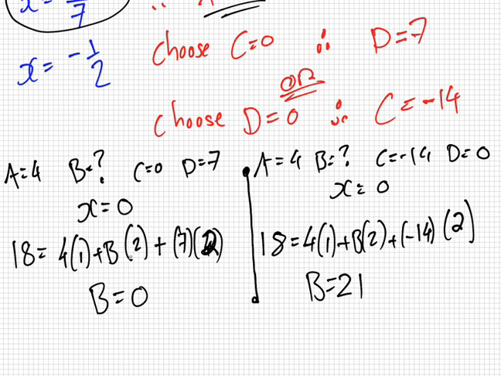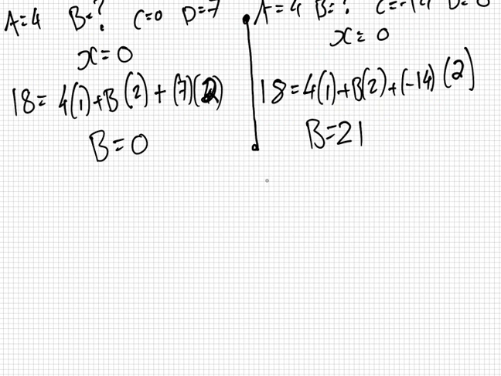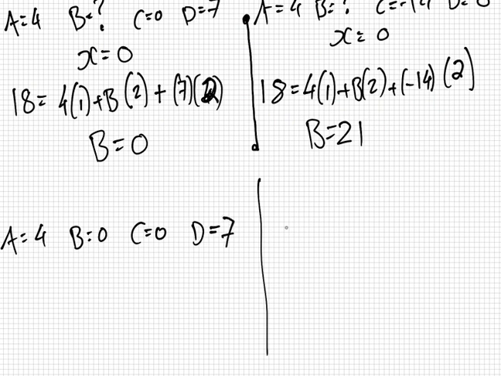So now we have 2 answers. First one, A equals 4, B equals 0, C equals 0, D equals 7. A equals 4, B equals 21, C equals minus 14, and then this last one here, D equals 0.